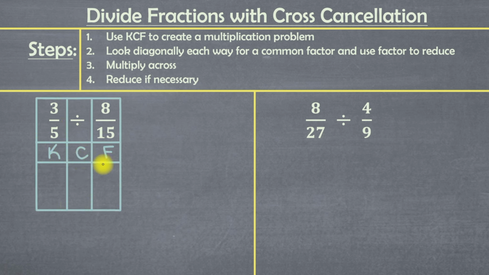So in KCF, the K stands for keep. So this 3 over 5 is going to stay exactly the way it is. The C stands for change. And what we're doing is we're changing this division into multiplication, just like it says in step 1. So here, we'll write our multiplication symbol. And the F here stands for flip. So what will happen here is 8 over 15 will get flipped. And that means instead of 8 over 15, we're going to have 15 over 8.